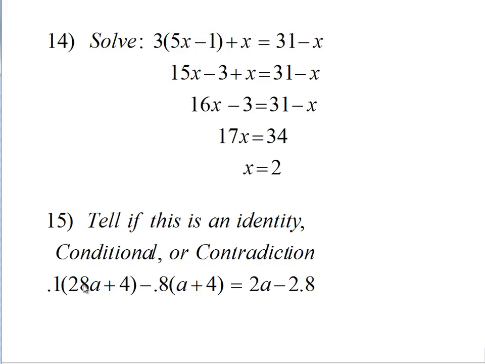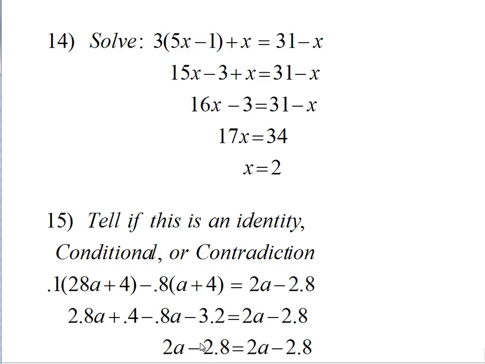Okay, 0.1 times 28a is 2.8a. 0.1 times 4 is 0.4 minus 0.8a minus 3.2 is equal to 2a minus 2.8. If you combine these, 2.8 minus 0.8 is 2, and 0.4 minus 3.2 is minus 2.8. They are the same, so that's an identity.